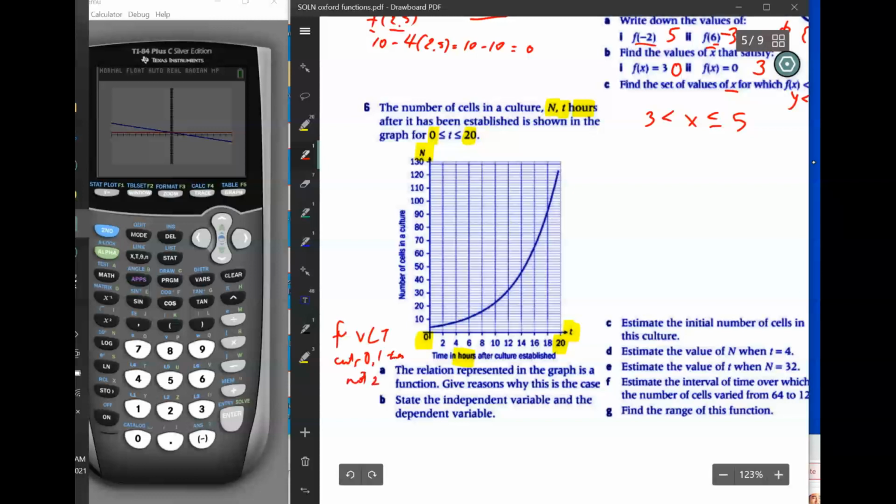Okay. On an exam, don't just write vertical line test because it doesn't show that you understand what the vertical line test is. You need to explain that you drew vertical lines and it only cut the graph a maximum of 1 time. B, state the independent variable and the dependent variable. Remember, the independent variable is synonymous with x, dependent variable synonymous with y.